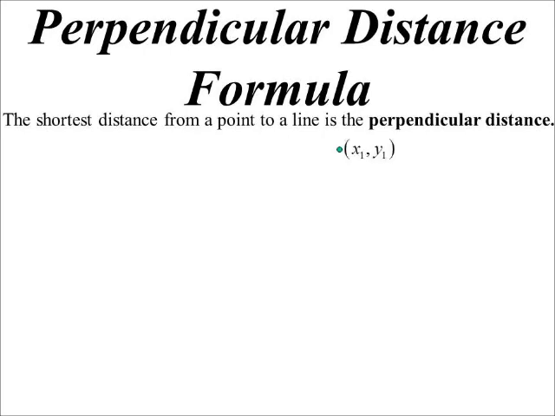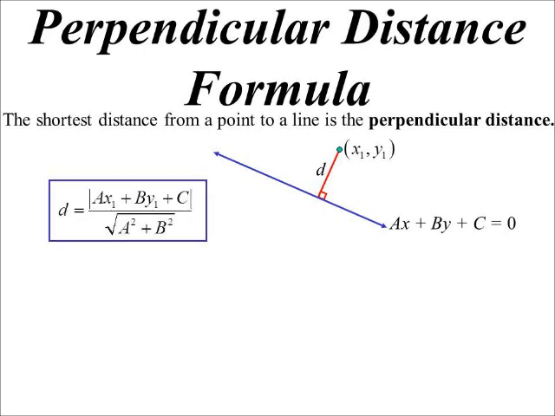So there's a point, some random point, which I'll call (x1, y1), and there's some random line. Now, for this formula, we need the equation of the line to be in general form. So the perpendicular distance is what we're trying to find. Now, I won't derive this formula, but basically it comes from Pythagoras' theorem. So again, drawing up a right-angled triangle, you end up with this wonderful formula here.